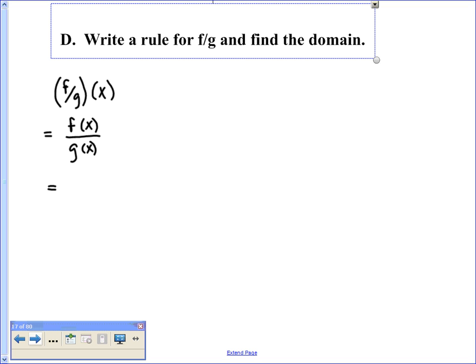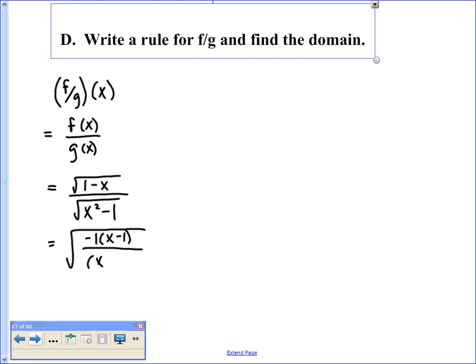So what we have now, if we just plug those in, is the square root of 1 minus x over the square root of x squared minus 1. And then we need to go through and see if we can simplify those. So if we simplify, we're going to do this with one radical here. Just like last time, I'm going to factor out that negative 1. I'm going to go ahead and skip a step here, since we know how we would rearrange those and get this, because I know my denominator is going to factor as x plus 1 and x minus 1.